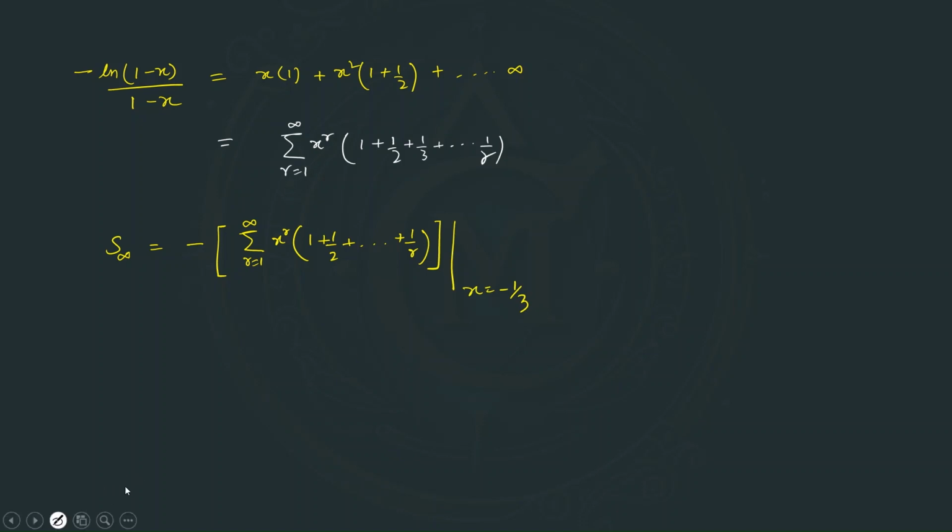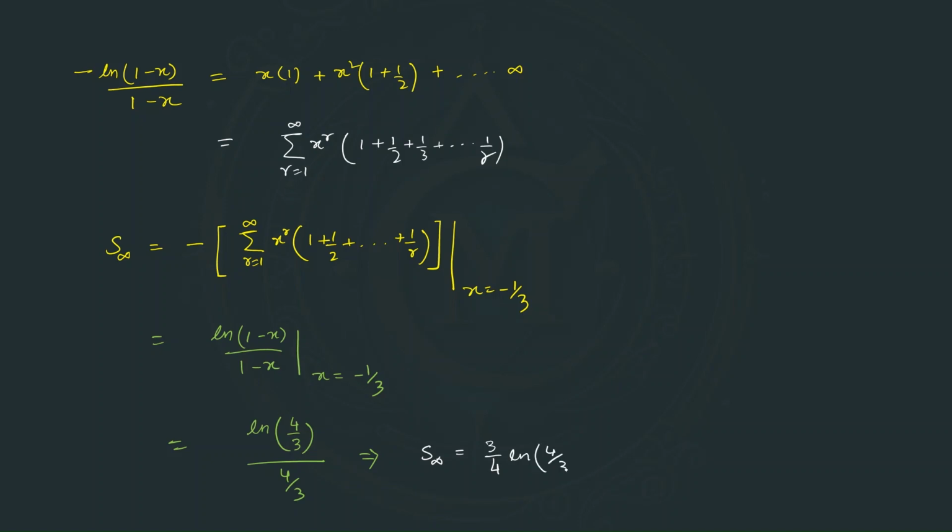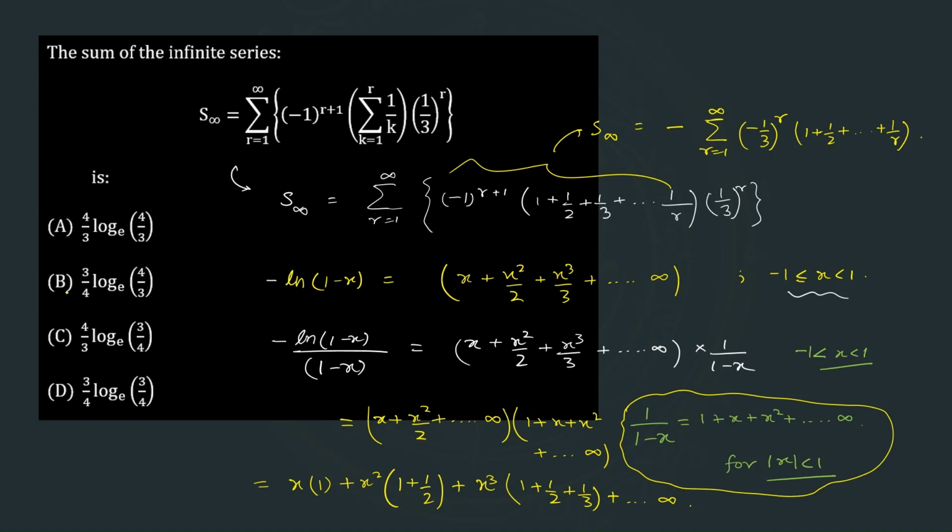So we can say this will be equal to log of 1 minus x divided by 1 minus x evaluated at x equal to minus 1 by 3. So this will be log of 1 plus 1 by 3, which is 4 by 3, and then the denominator will be 4 by 3. That means the value of this series s infinity will be equal to 3 by 4 log of 4 by 3. So this is our answer. That means which option? This option, Option B will be the correct answer for this problem.